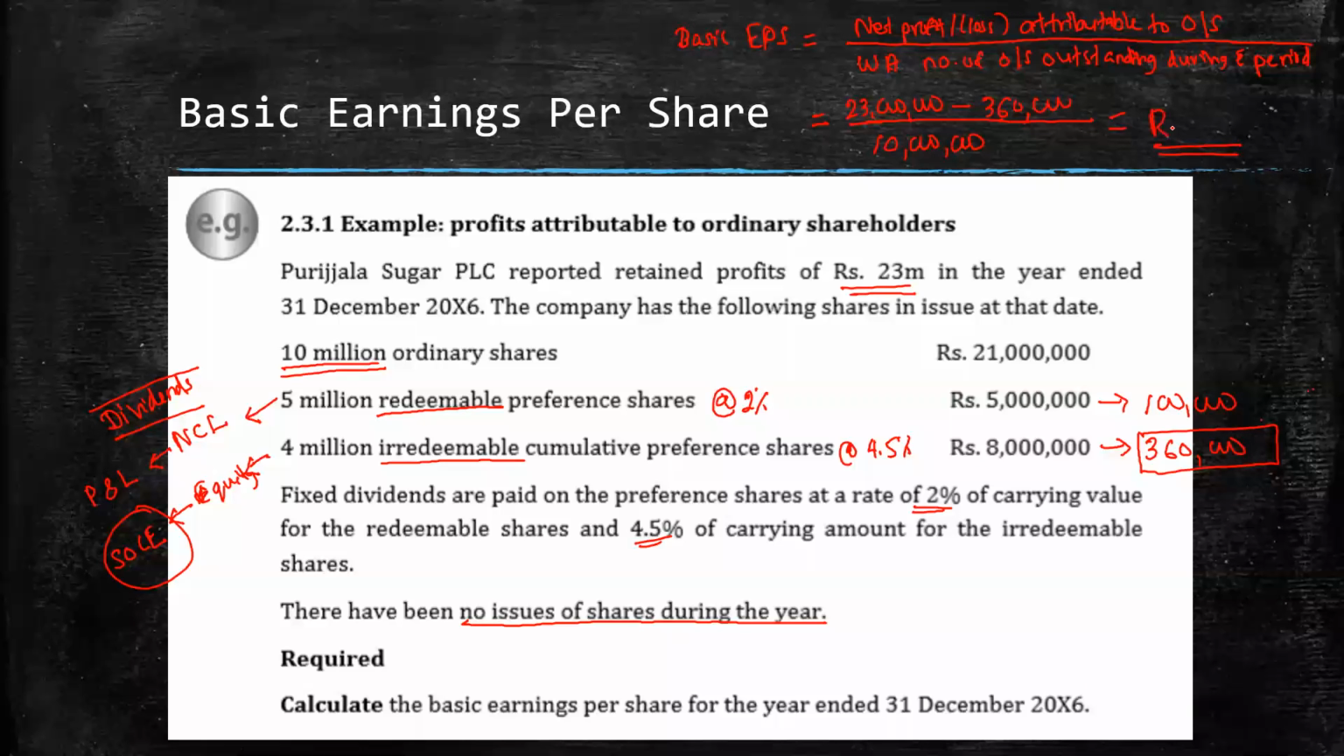We need to mention the currency as well. Rupees. 2.26. Right. 2.26. I have rounded it off. 226 cents. Right? 2.26 rupees. That is how we can calculate basic earnings per share. Hope it is clear for you. This is the new part you came across, redeemable and irredeemable preference shares. So can we move forward?